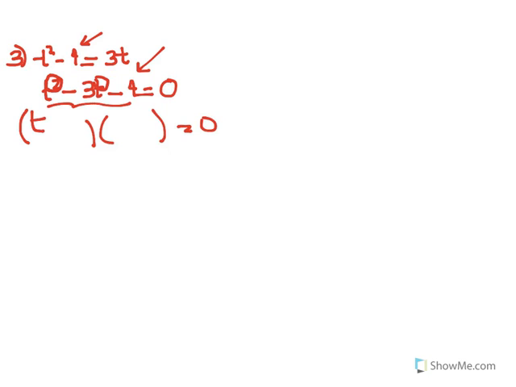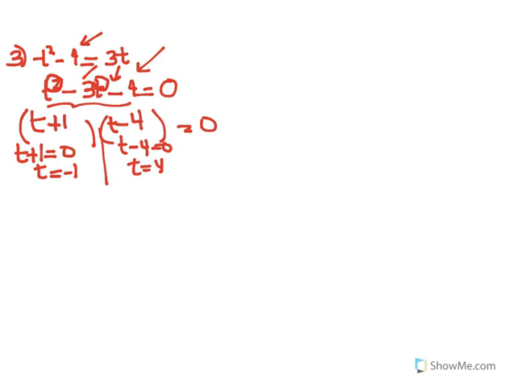I have a t and a t. This number is a negative, so it's a positive and a negative. Factors of 4 that give me negative 3. What about negative 4 and positive 1? So we have negative 4 and positive 1 gives me negative 3, and if I multiply, I get negative 4. So the answer is t plus 1 equals 0, t is negative 1, t minus 4 equals 0, t equals 4. Okay, let's have another example.